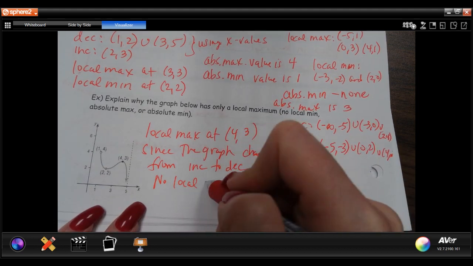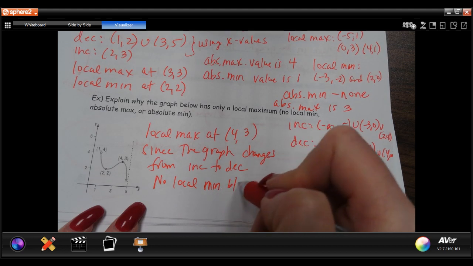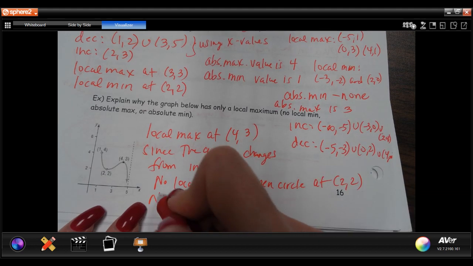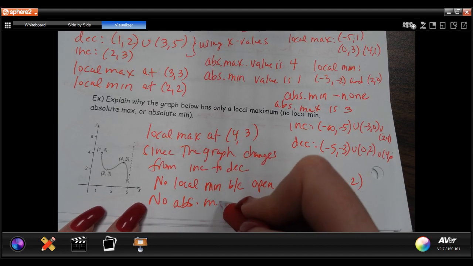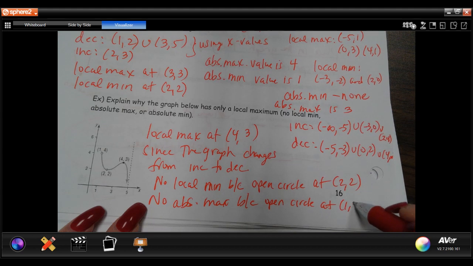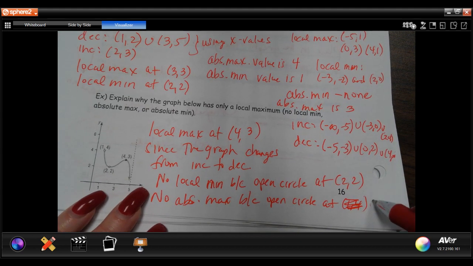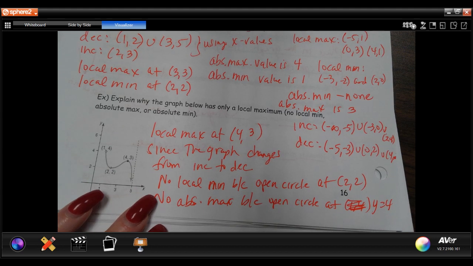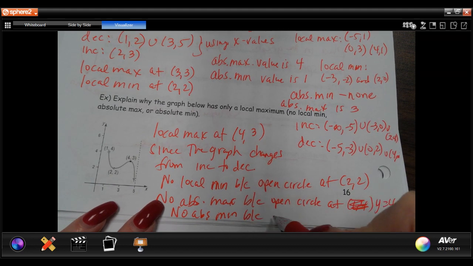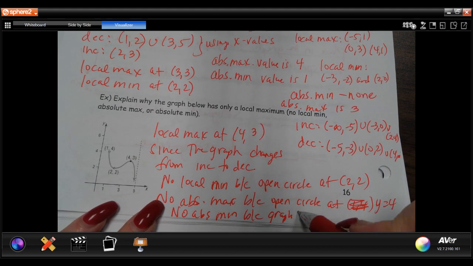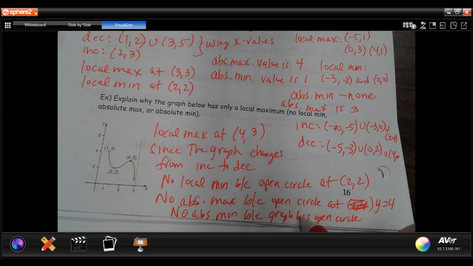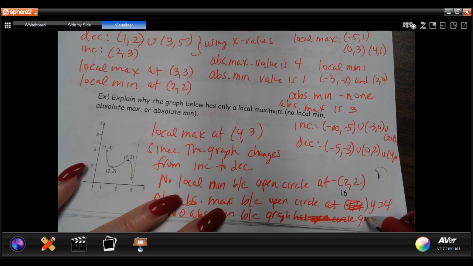No local min because open circle at (2, 2). No absolute max because open circle at (1, 4). Or maybe I should say at y equals 4. And no absolute min because the graph goes to negative infinity.